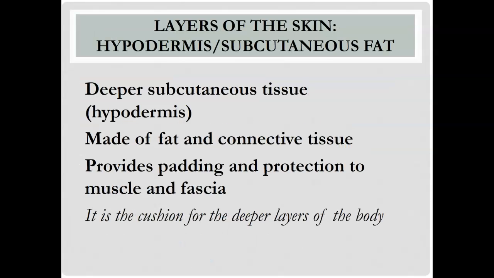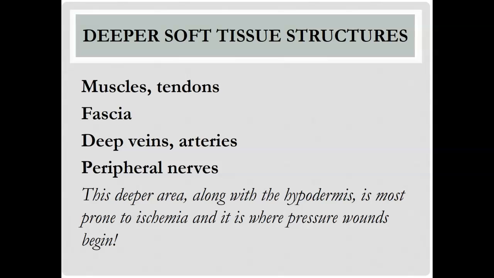Hypodermis, subcutaneous fat. This is the deeper bottom layer, made of fat and connective tissue. It provides padding and protection to the muscles and fascia. It is the cushion of the deeper layers of the body. We have those deeper soft tissue structures that we're always concerned about: the muscles, the tendons, the fascia, veins and arteries, definitely those nerves as well. This deeper area along the hypodermis is most prone to ischemia, lack of blood flow. We keep going back to that space and flow theme around upper extremity stuff. Most prone to ischemia is where pressure wounds begin.